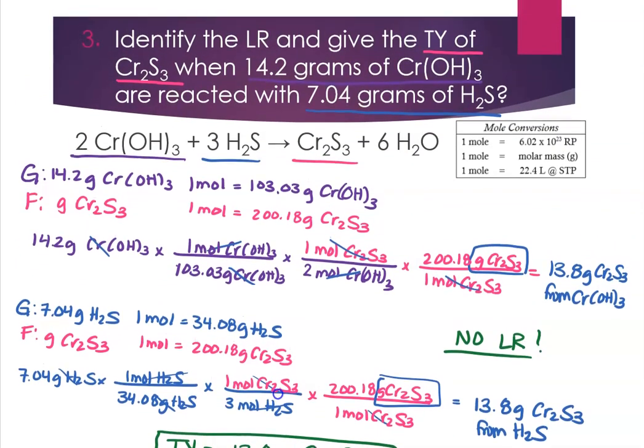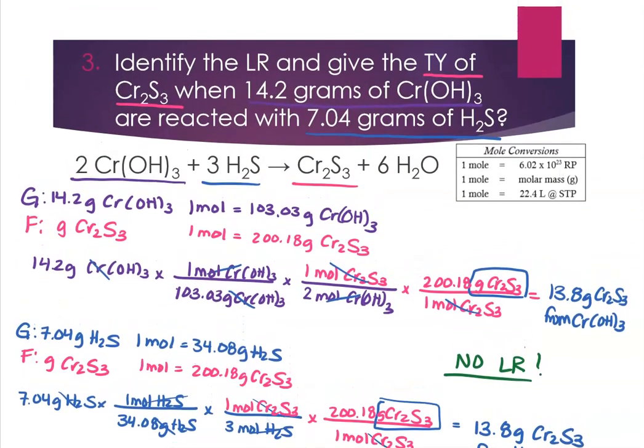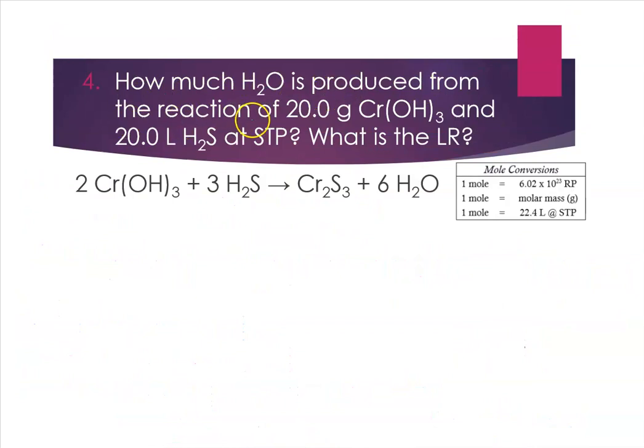Okay, so let's do a few more. This says how much H2O is produced from the reaction of 20 grams of CrOH3 and 20 liters of H2S at STP. What is the limiting reactant? All right, so it's the same thing. I've got two givens, 20.0 grams of CrOH3 and 20.0 liters of H2S. This is the first time that we've seen a unit other than grams. It doesn't make any difference at all.